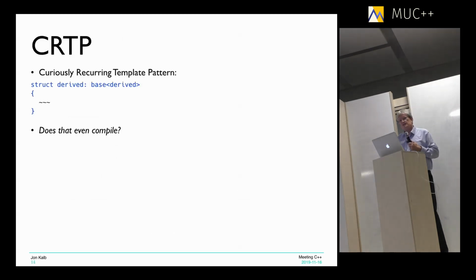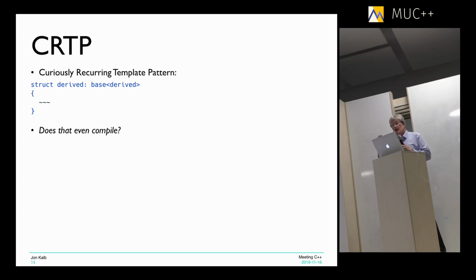So here's how this works. Here is the curiously recurring template pattern. We have a class that is derived from some base template, where the template is templated on the type that's doing the deriving. Now, when you first look at that, you might say, wait a minute, does that even compile? It looks as if what you're saying is, well, this is derived from something that has to know what the type is that it's deriving from.